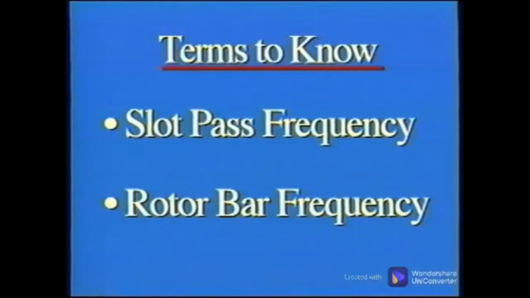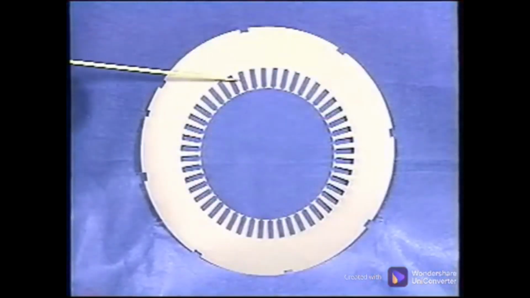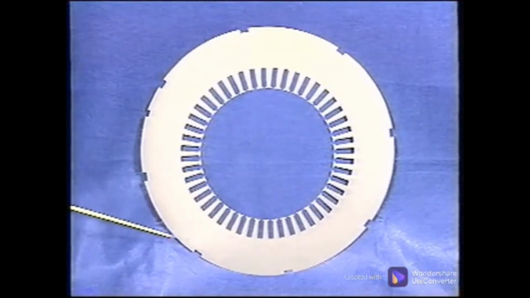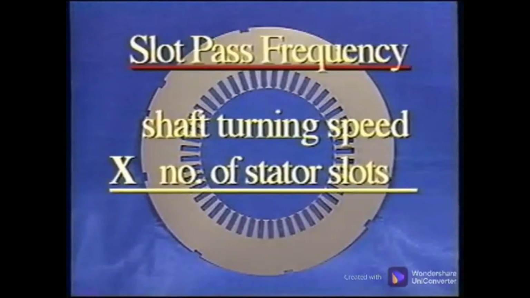Other terms are slot pass frequency and rotor bar frequency. Slot pass frequency is the number of slots on the stator that a point on the rotor will pass in 1 shaft revolution times shaft speed. It is equal to shaft turning speed times the number of stator slots. Slot pass frequency will always be divisible by 3 since there are 3 phases.